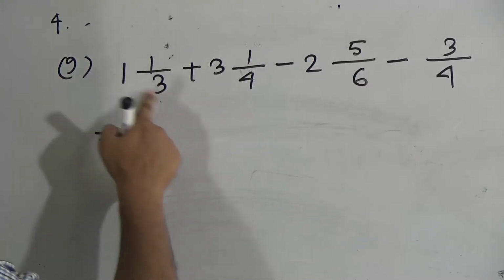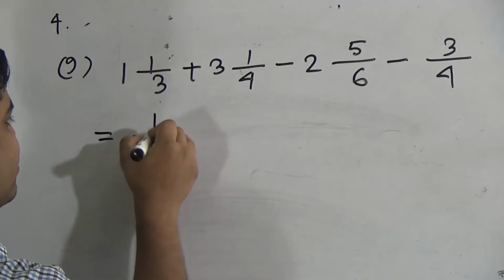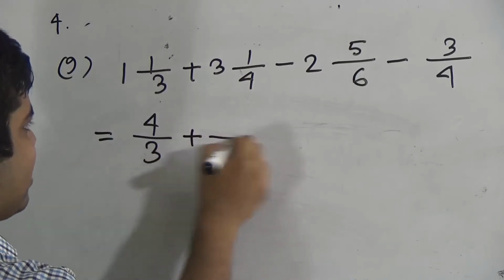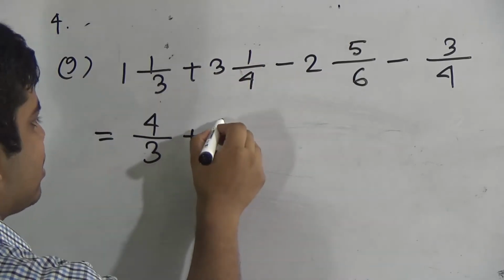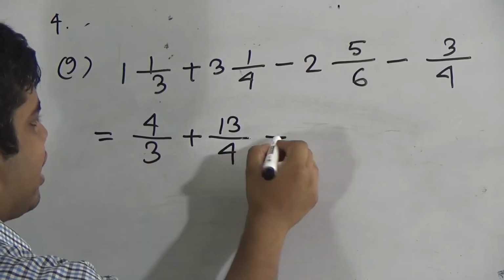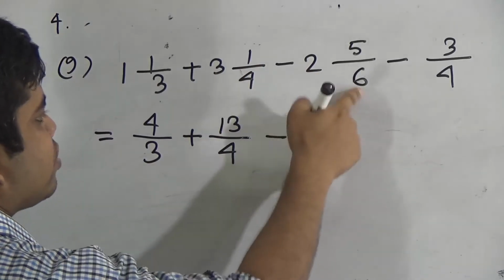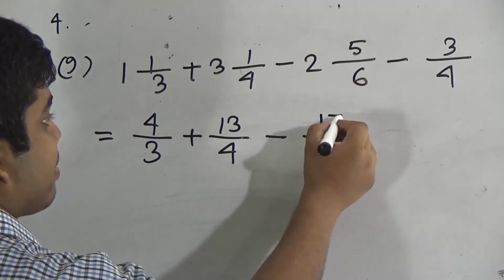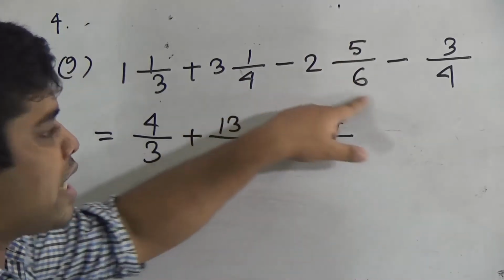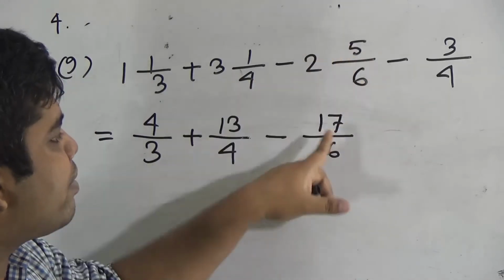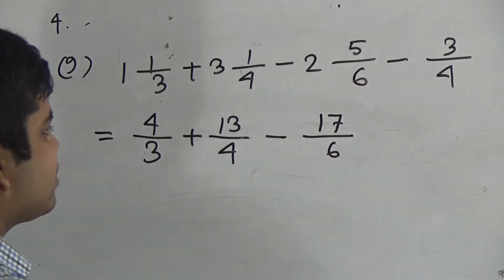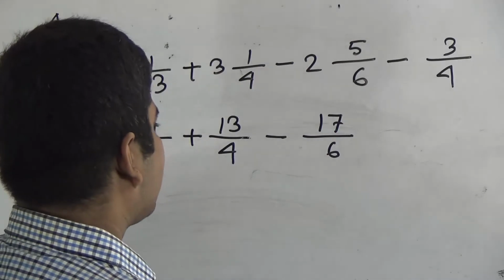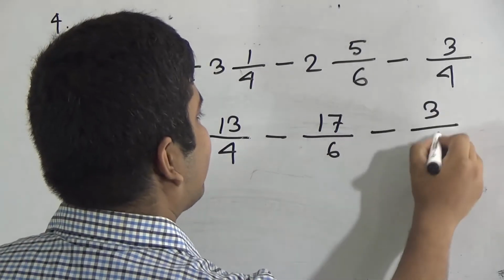Okay, so 3 ones are 3 plus 1, 4, so 4 by 3. Then plus sign, 3 4s are 12 plus 1, 13, 13 by 4. Again 2 6s are 12, 12 plus 5, it will be 17 by 6. I repeat, 2 6s are 12, 12 plus 5, 17. Okay, minus 3 by 4.